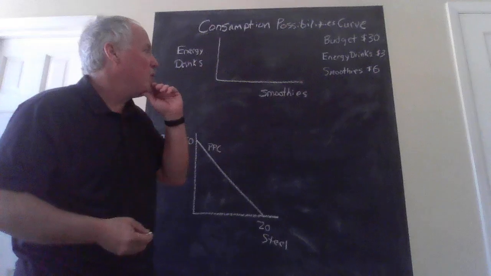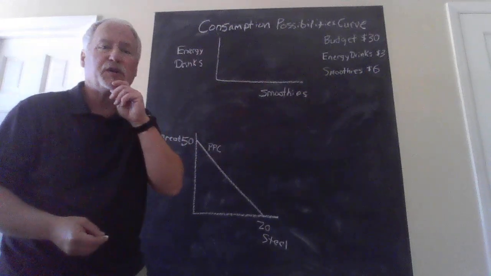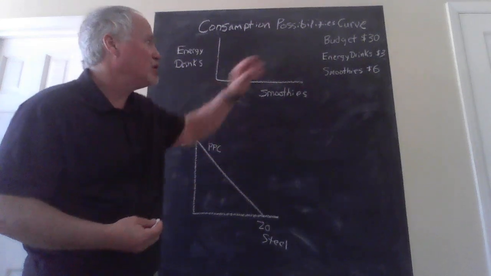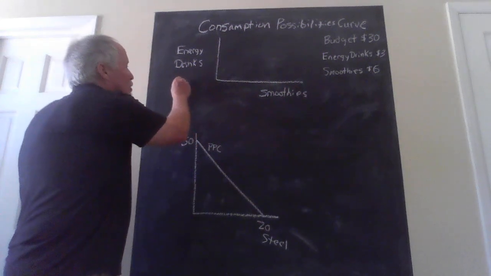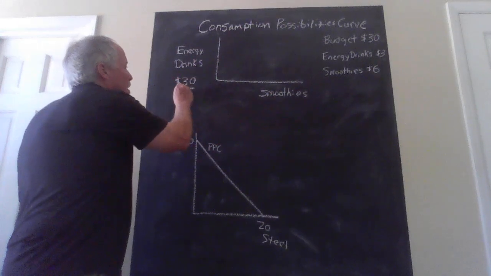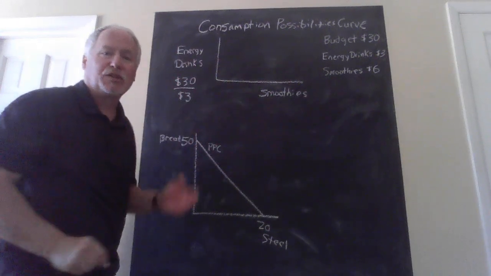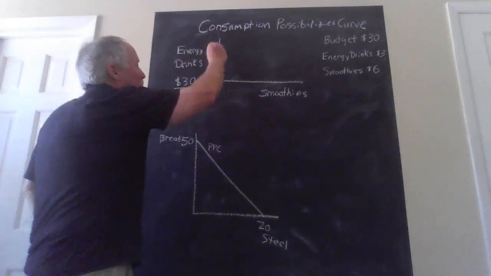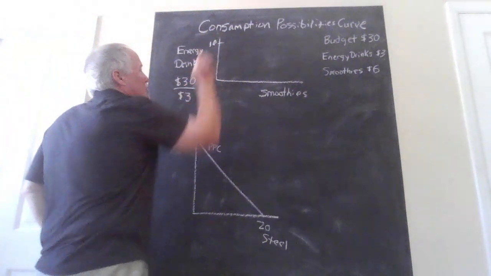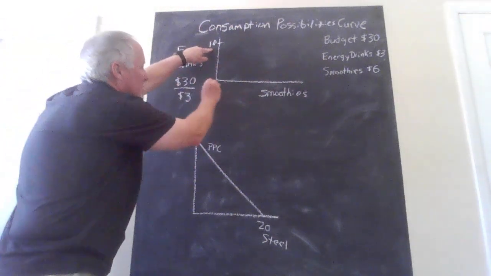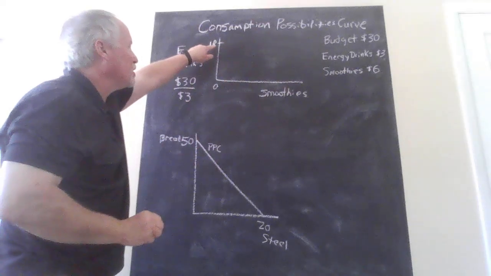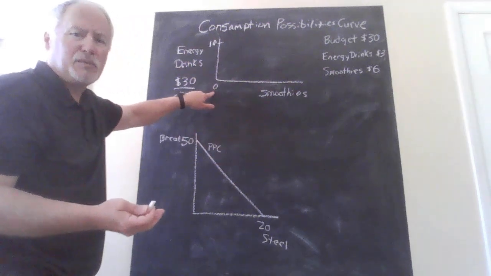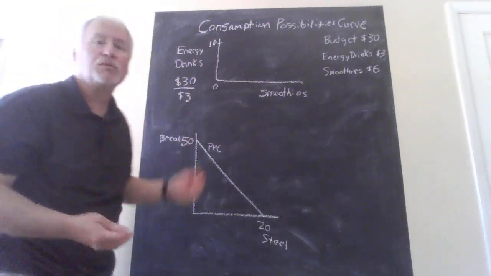So one way to think about it is, suppose you wanted to spend all of your budget on energy drinks. How many energy drinks could you buy? Well, with a budget of $30 and a price per energy drink of $3, you'd simply take your income, $30, divided by the price of the energy drinks, and that tells you how many energy drinks you can afford when you buy all energy drinks. That's 10. So you'd come up here, and you know that your budget line or consumption possibilities curve would have an intercept on the energy drinks axis of 10 energy drinks. And since you spent all of your money on energy drinks, by definition, you have 0 smoothies.